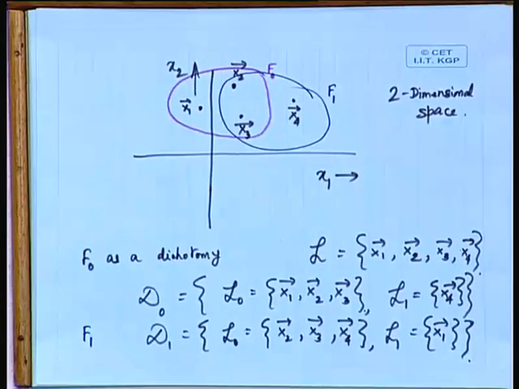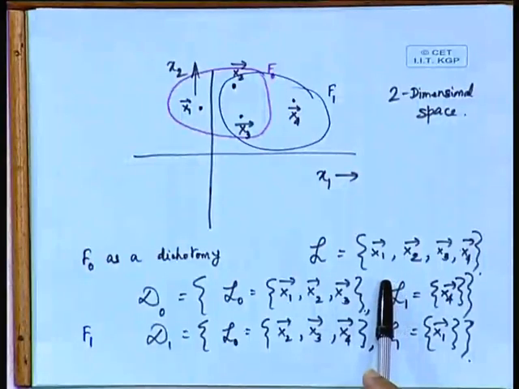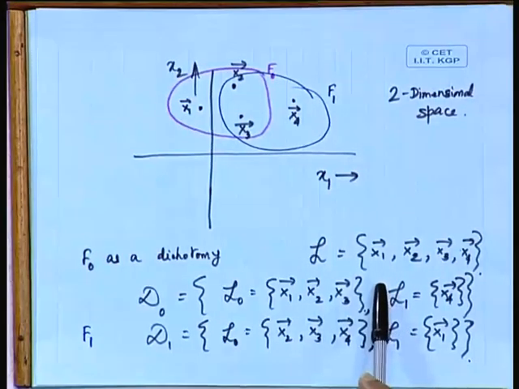Now, I want to ask you a question. How many such dichotomies are possible? I have got 4 input patterns. Can you tell me how many such dichotomies are possible? F0 is one of the dichotomies, F1 is another dichotomy, like this I can think of different dichotomies.